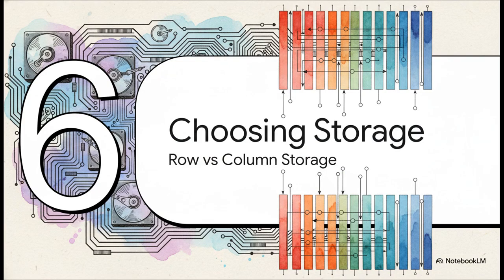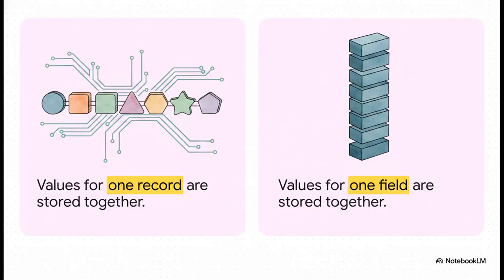Moving to Section 6, choosing the right storage. Row versus column. Now, what's really interesting about this slide is how these specific access patterns literally dictate how we store data on the physical hard drive. Traditional OLTP databases use row-oriented storage. That means all the data for one specific user, like their ID, name, email, and home address, is stored physically contiguous, right next to each other on the disk.